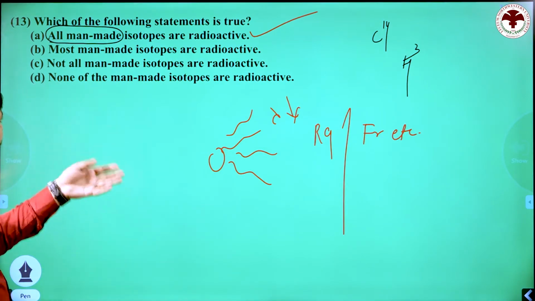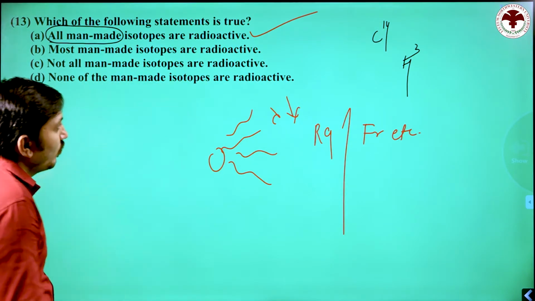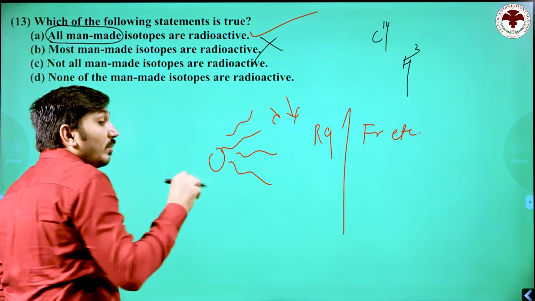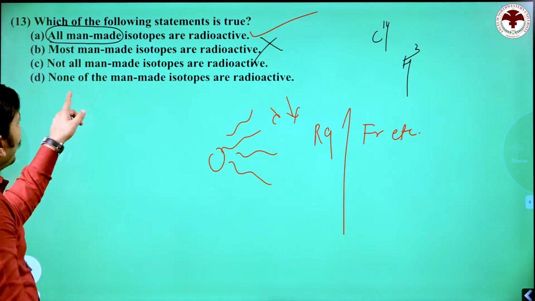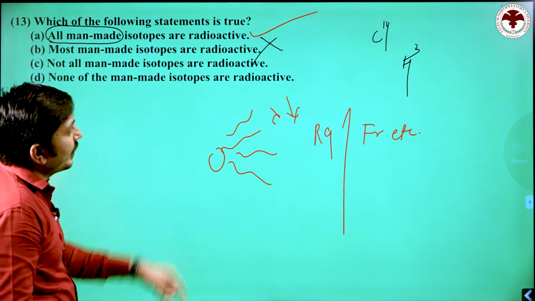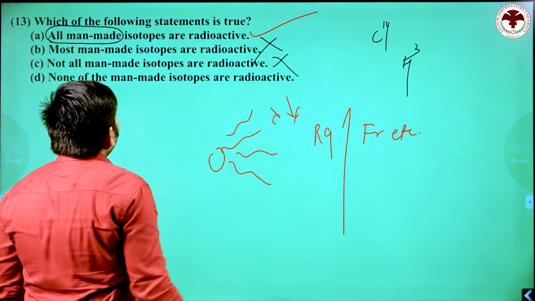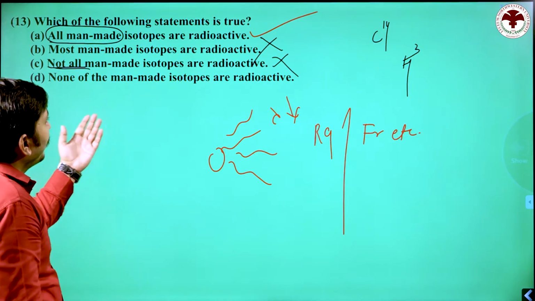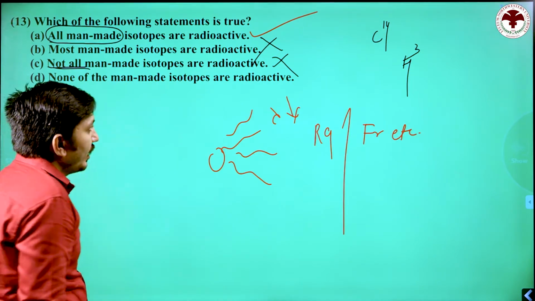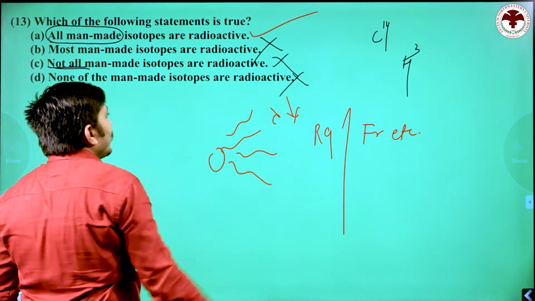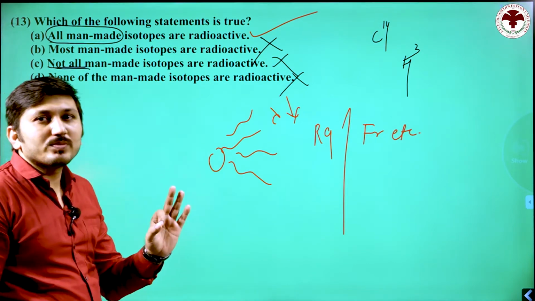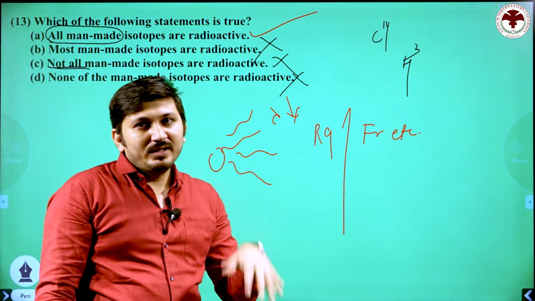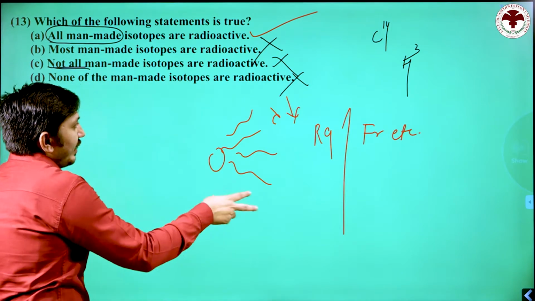Let's check the other ones. Most man-made isotopes are radioactive. No, because it is not most, it is all. Not all man-made isotopes are radioactive is also false. Why? Not at all. None of the man-made isotopes are radioactive is also wrong, because all the man-made isotopes are radioactive in nature. Okay, it is a very easy question.